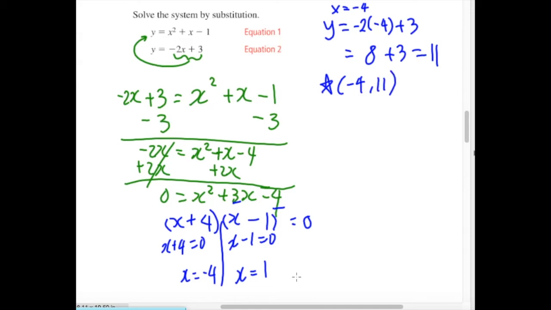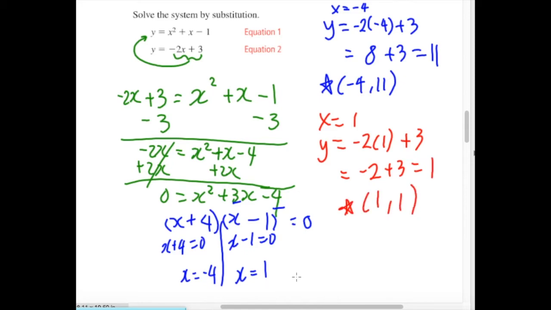And then the second answer, which is x is equal to 1, let's plug that into the same equation. We have y is equal to negative 2 times 1 plus 3. And the answer to that is negative 2 plus 3, which is 1. So the second pair is 1, comma 1. So we have two intersections for this system. Just as a reminder, you can double check the solutions by plugging back into both of the equations.